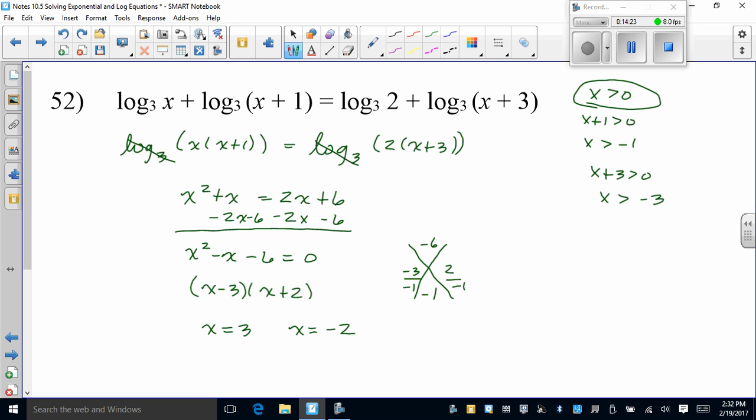But my value has to be positive, so this is not a good value, but this one is. So only x equals 3 will work in this case, because if I put negative 2 in, this is the only one that's going to be positive. This will give me a negative number. Even the calculator will give you an error. And this one's the same. Even the calculator will give you an error.